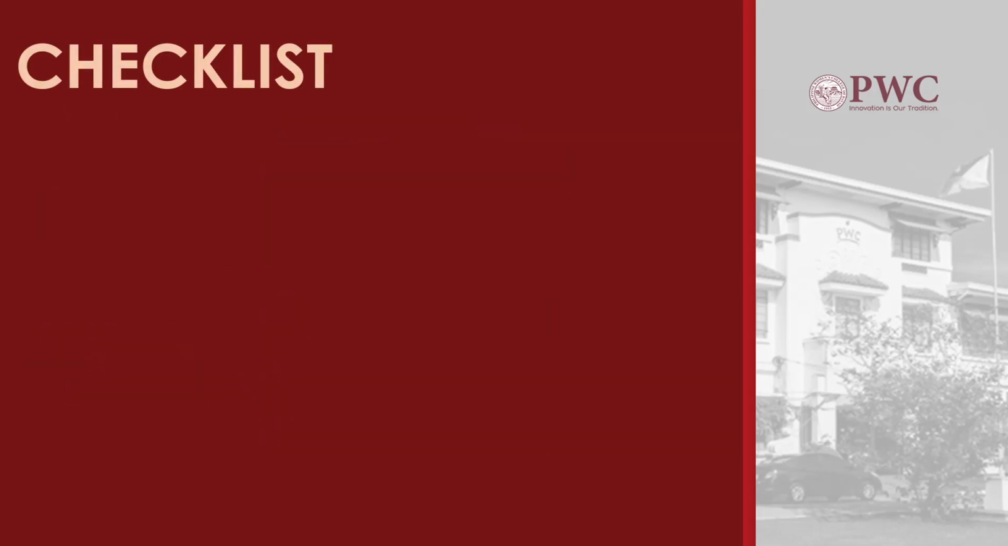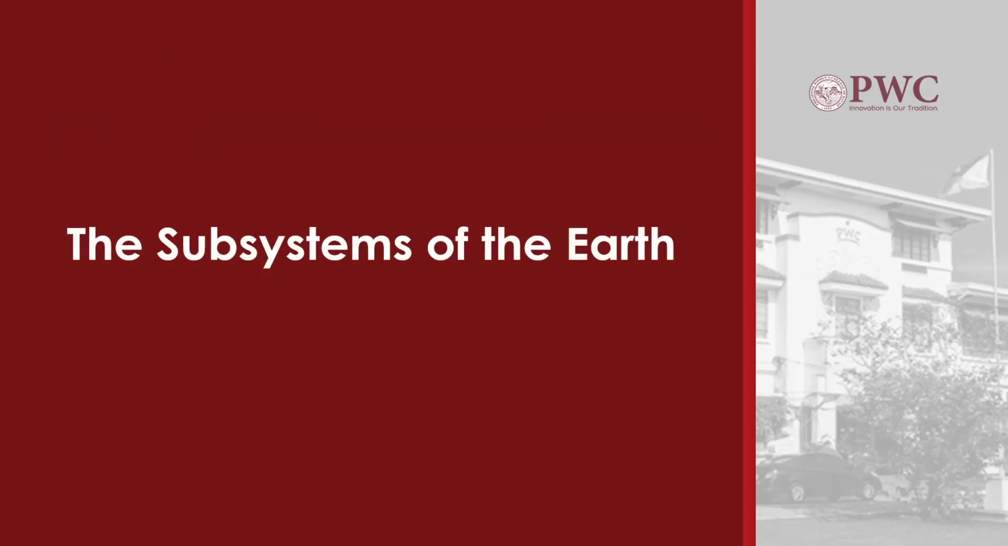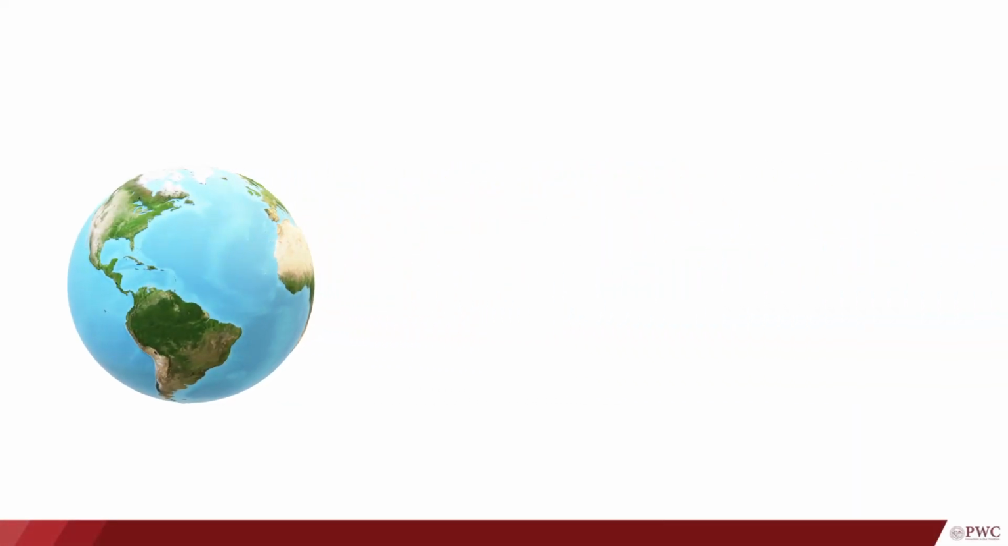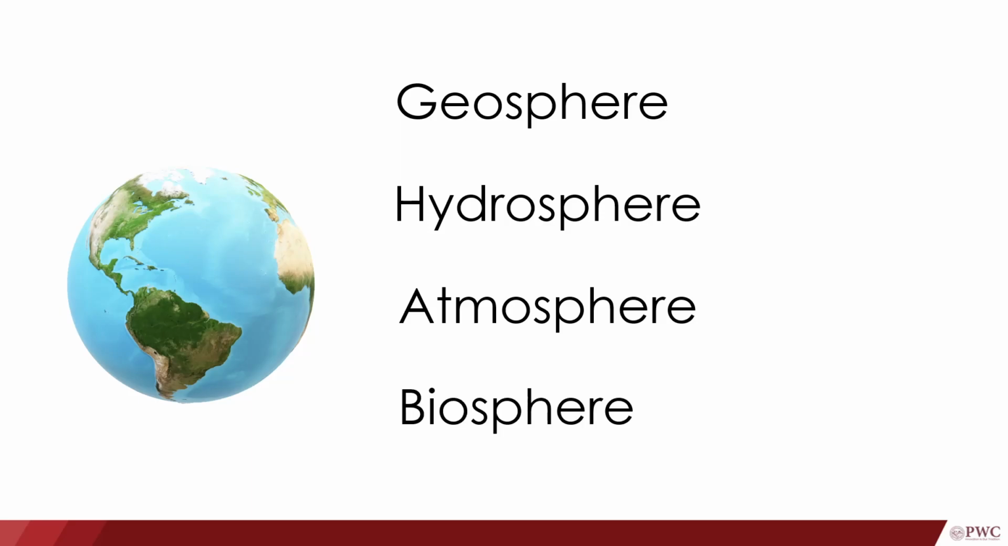Our checklist for this lesson is to identify the components and the importance of the Earth's subsystems. Now, what are the Earth's subsystems? The subsystems are the major parts of the Earth. So the Earth is composed of four major parts or four subsystems. These are the geosphere, the hydrosphere, the atmosphere, and the biosphere.